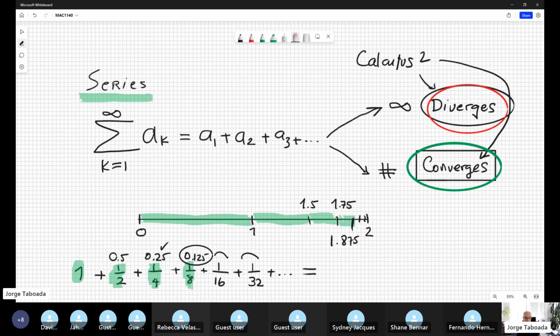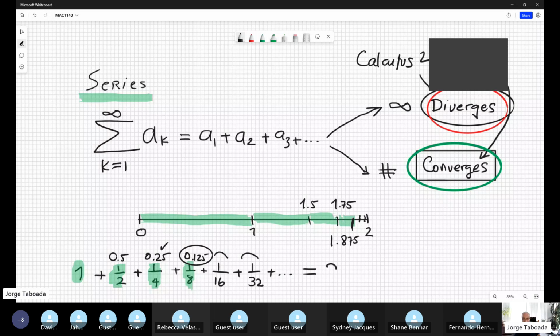I intentionally represent it geometrically. It's obvious that the answer is 2. When you are adding infinite numbers that have this behavior, where of course the next one is half of the previous, the answer is 2. Now, wait, okay. This is intuition, not mathematical. Intuition is good in mathematics.